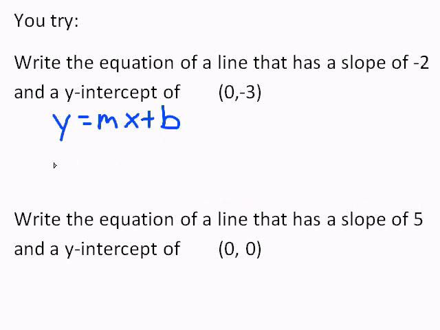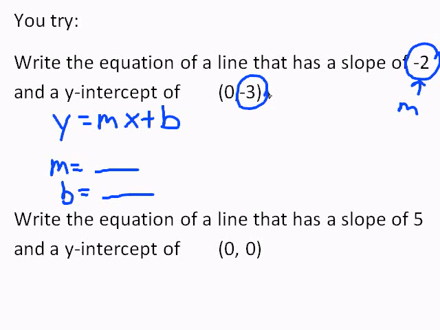And then you can write down m equals and b equals to help keep track of what the m and the b are. So as you read through the question, you would have noticed that the m, which is the slope, is -2. You would have also noticed that the y-intercept is (0, -3). So the y value of the y-intercept, which is -3, is b. So m is -2 and b is -3.